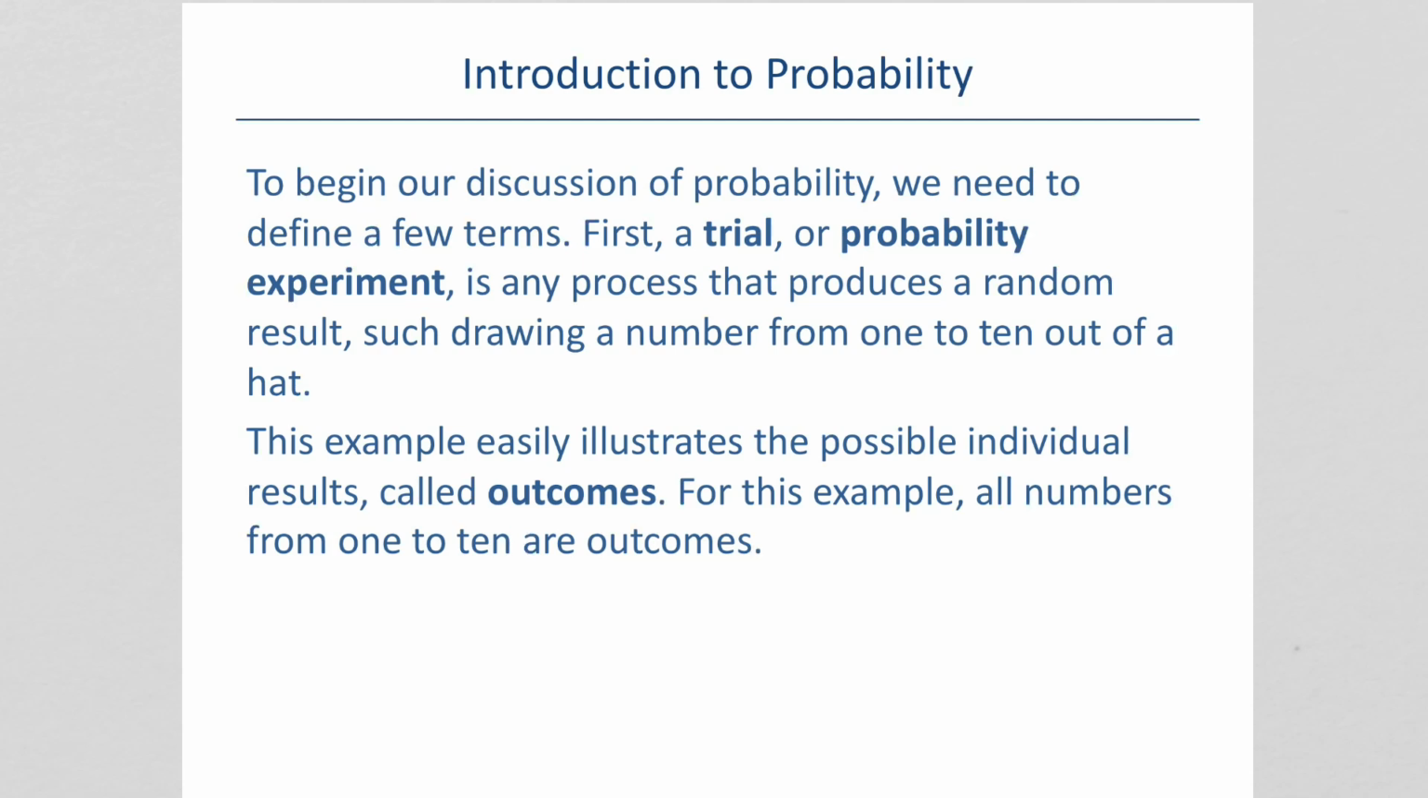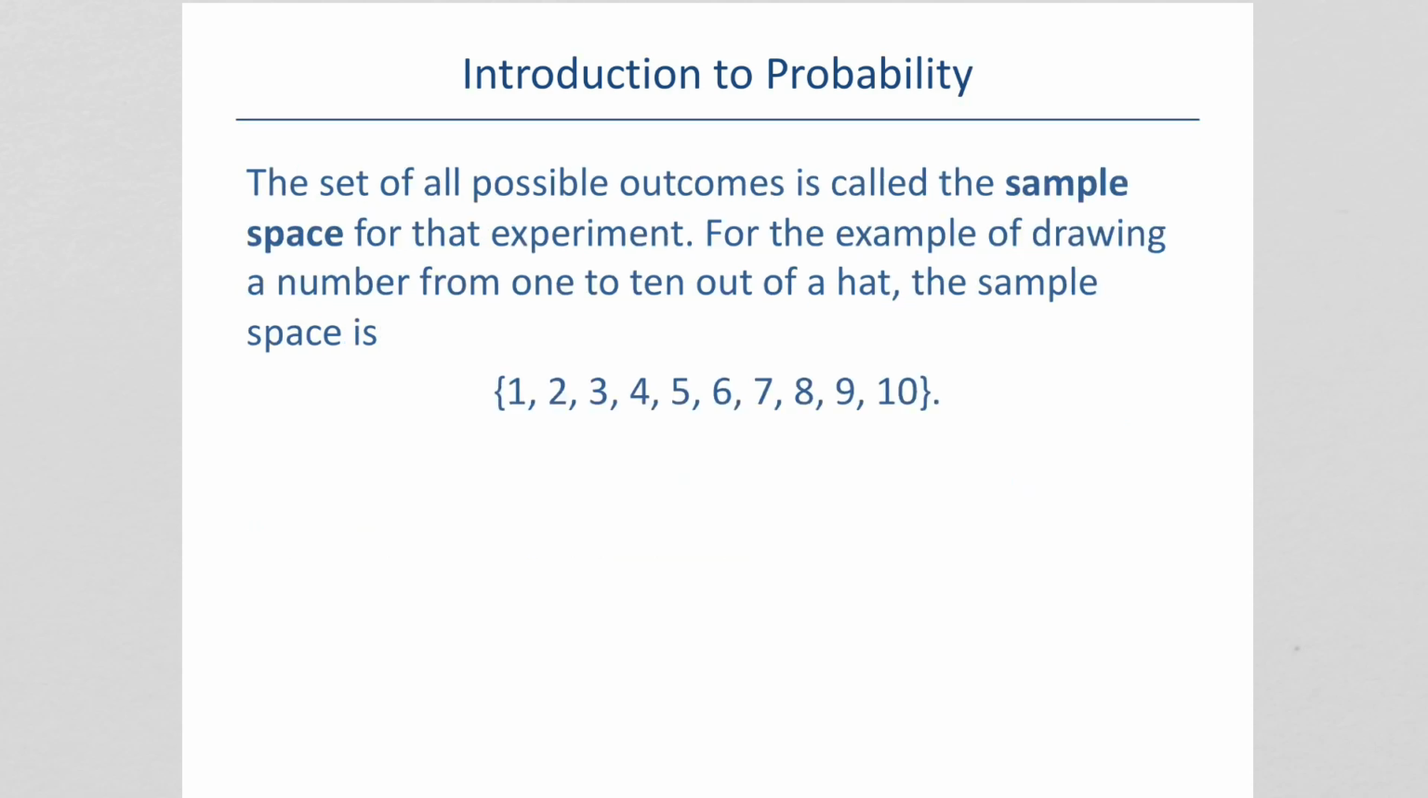First, a trial or probability experiment is any process that produces a random result, such as drawing a number from 1 to 10 out of a hat. This example easily illustrates the possible individual results called outcomes. For this example, all numbers from 1 to 10 are outcomes.